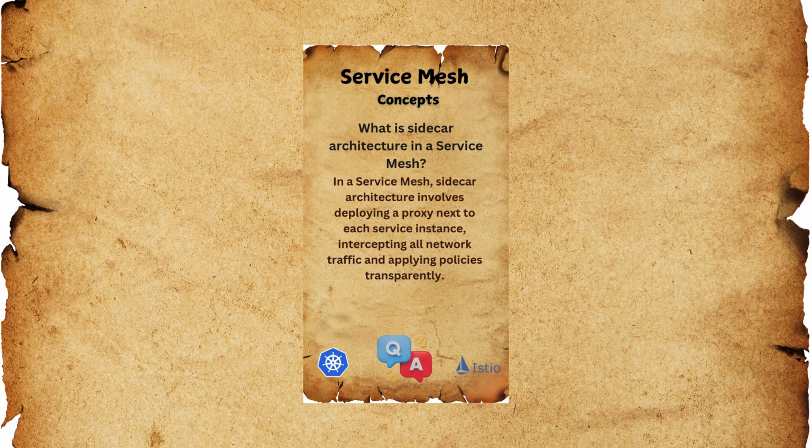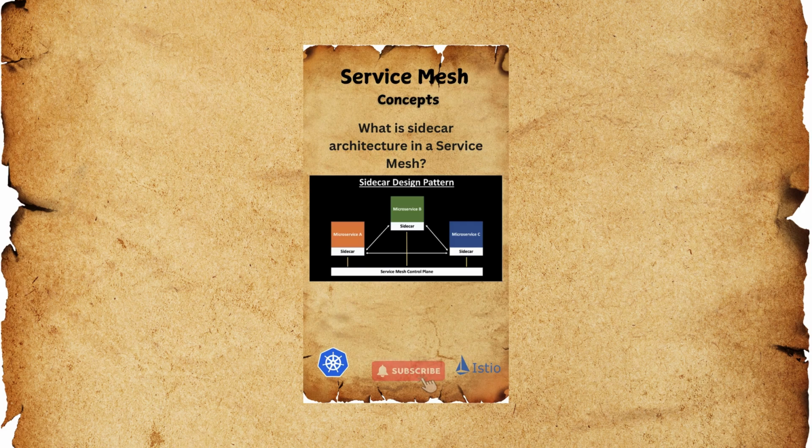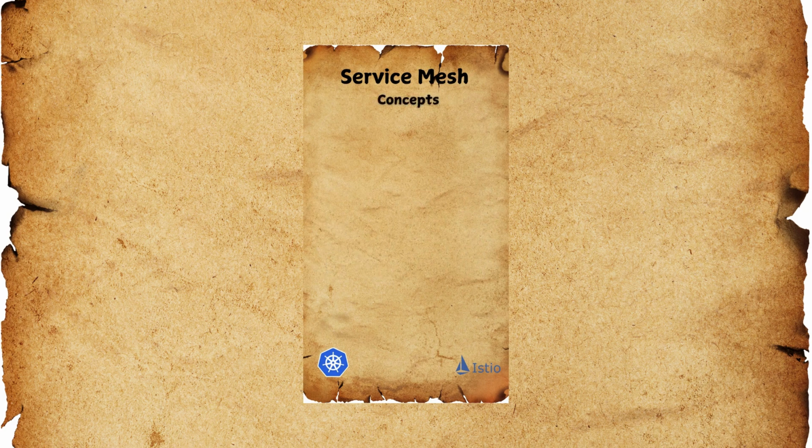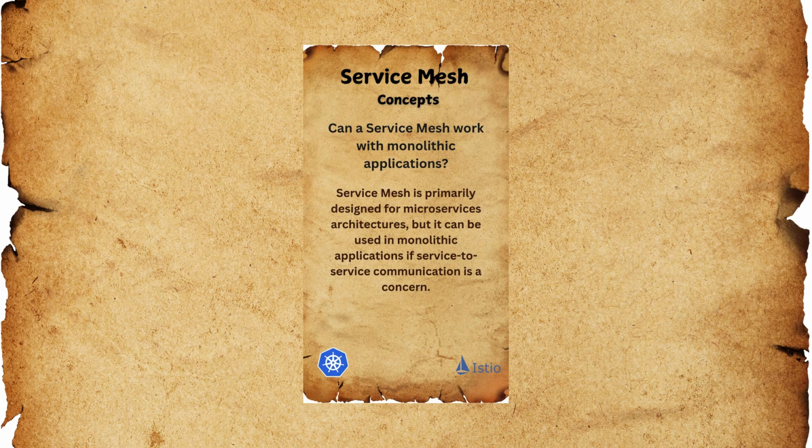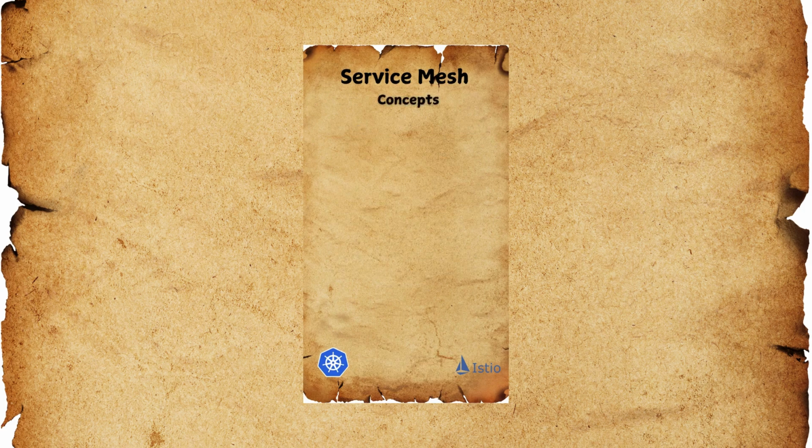In a service mesh, sidecar architecture involves deploying a proxy next to each service instance, intercepting all network traffic and applying policies transparently. Can a service mesh work with monolithic applications? Service mesh is primarily designed for microservices architectures, but it can be used in monolithic applications if service-to-service communication is a concern. How does service mesh help in observability?